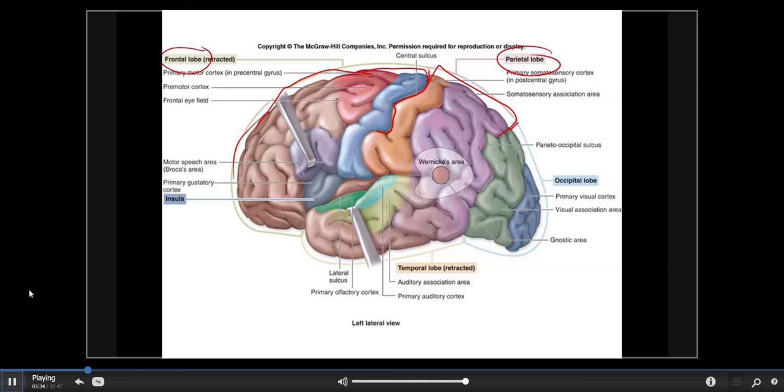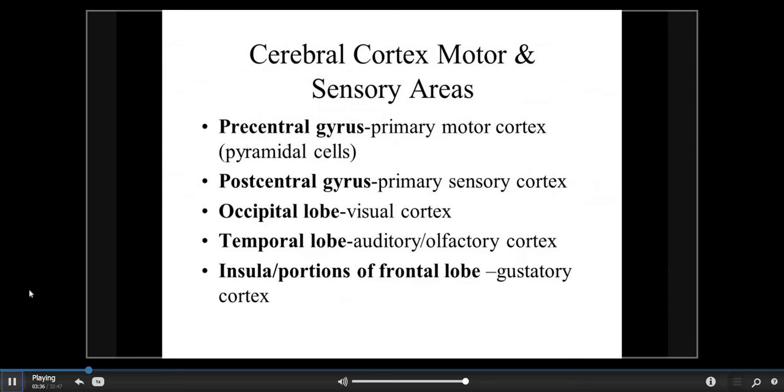Now notice how there's a central sulcus here that separates the two major parts, the two lobes, frontal and parietal. So, anterior to that central sulcus, you'll find a precentral gyrus, and posterior to that central sulcus, you'll find a postcentral gyrus. And each one has a specific component or function. This is the primary motor cortex, the precentral gyrus, and this is the area for the primary sensory cortex.